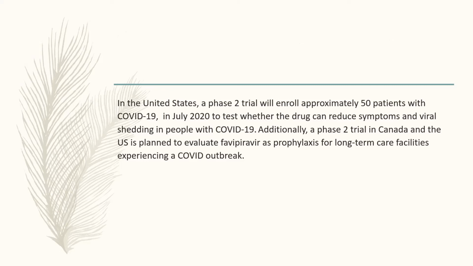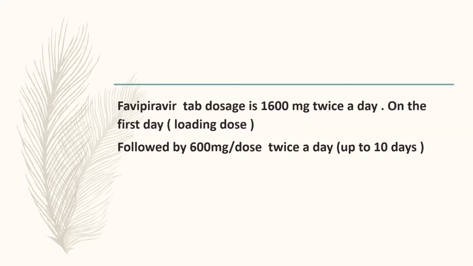Additionally, a phase 2 trial in Canada and the US is planned to evaluate favipiravir as a prophylaxis for long-term care facilities experiencing a COVID outbreak. The dose of favipiravir, it is a tablet, and the dosage is 1,600 milligram twice a day on the first day, that's the loading dose, followed by 600 milligram per dose twice a day up to 10 days.